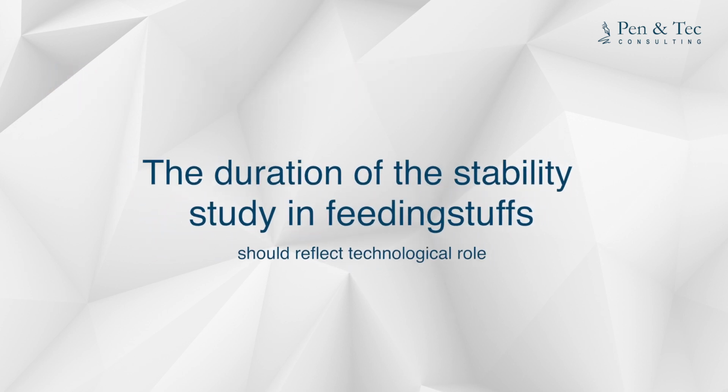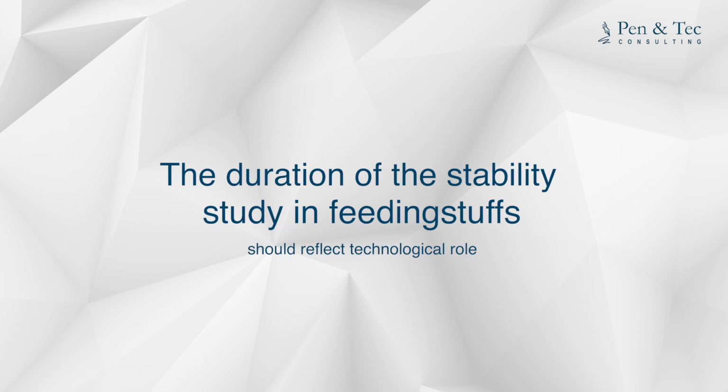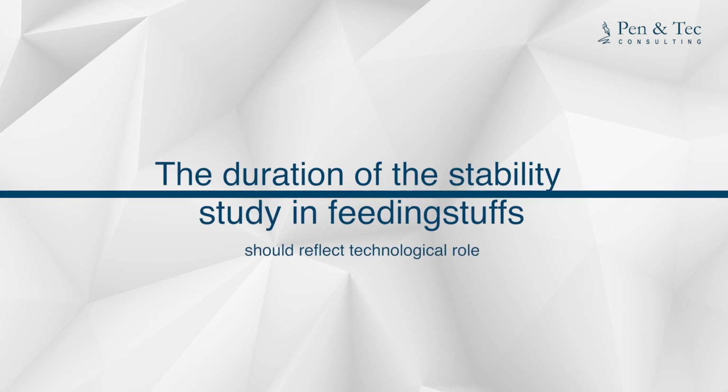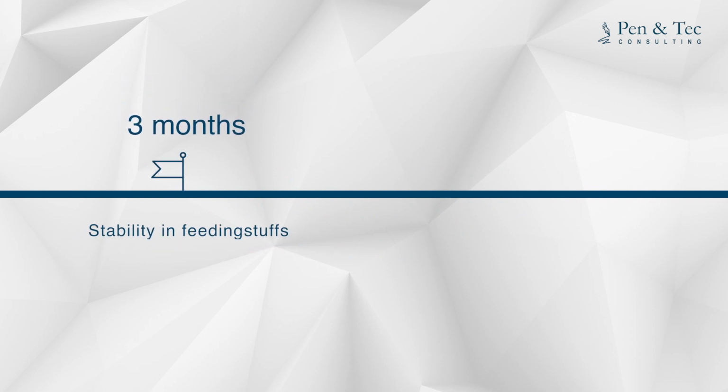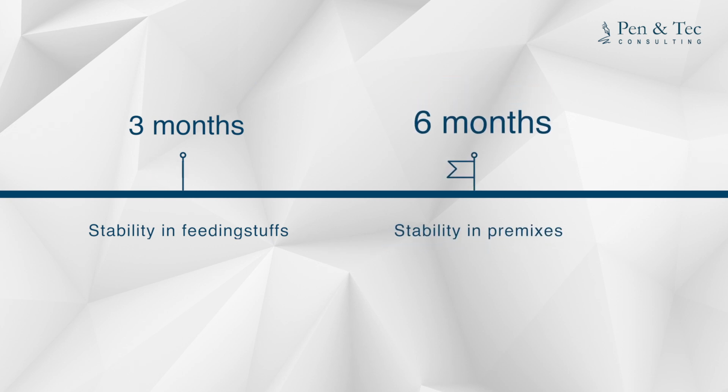The duration of a stability study in feeding stuffs should reflect the technological role of the additive. Stability studies in feeding stuffs should be carried out for at least 3 months. Studies in premixes should be carried out for at least 6 months.